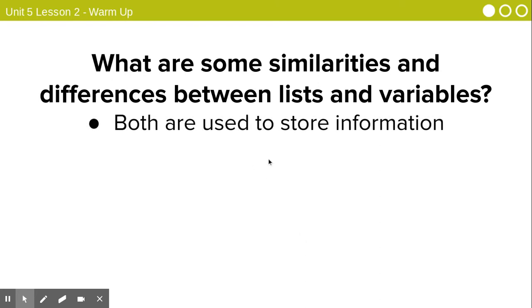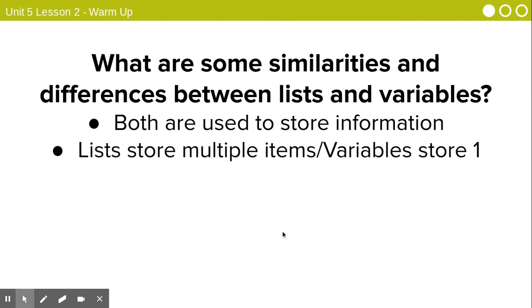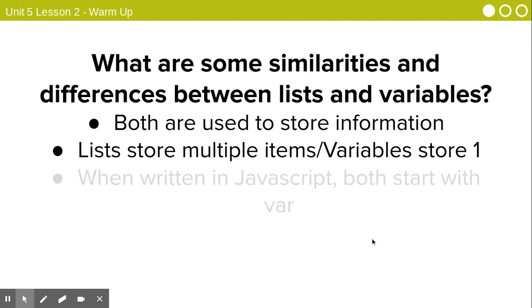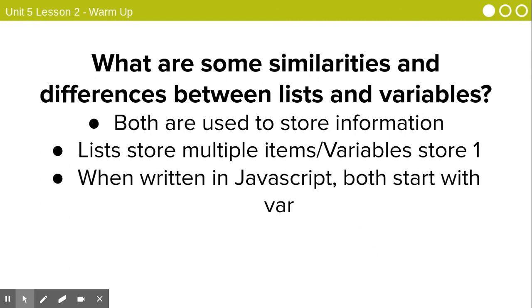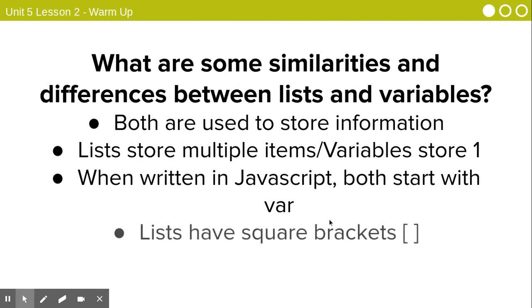One thing is both are used to store information. Lists can store multiple items, but variables can only store one. When written in JavaScript, both start with var, and lists have square brackets. There's other similarities and differences they have, but the biggest thing is knowing that they both store information and lists allow you to store multiple different things.